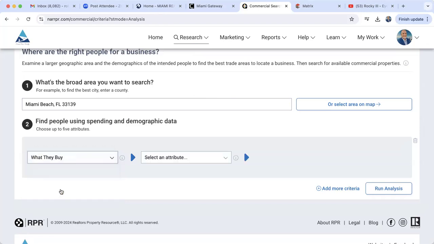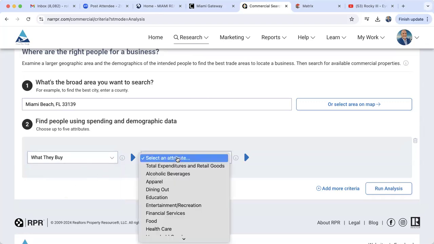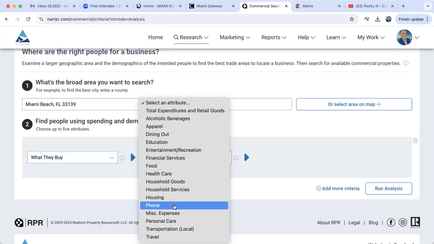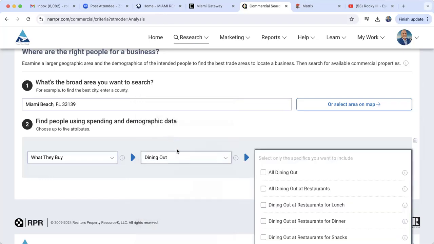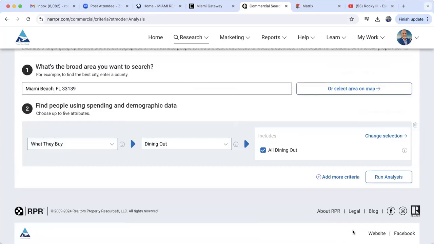So let's go with what they buy, because we're opening a restaurant, let's say. All right. There's a lot of competition in zip code 33139 for restaurants. So we're opening a restaurant and we can select from total expenditures, retail and goods, alcoholic beverages, apparel, dining out, education, and much more. Let's go with dining out, of course, because we're opening a restaurant. And then let's do all dining out. You can do breakfast, lunch, dinner, snacks. Right? Let's just do all dining out and let's go ahead and run the analysis.